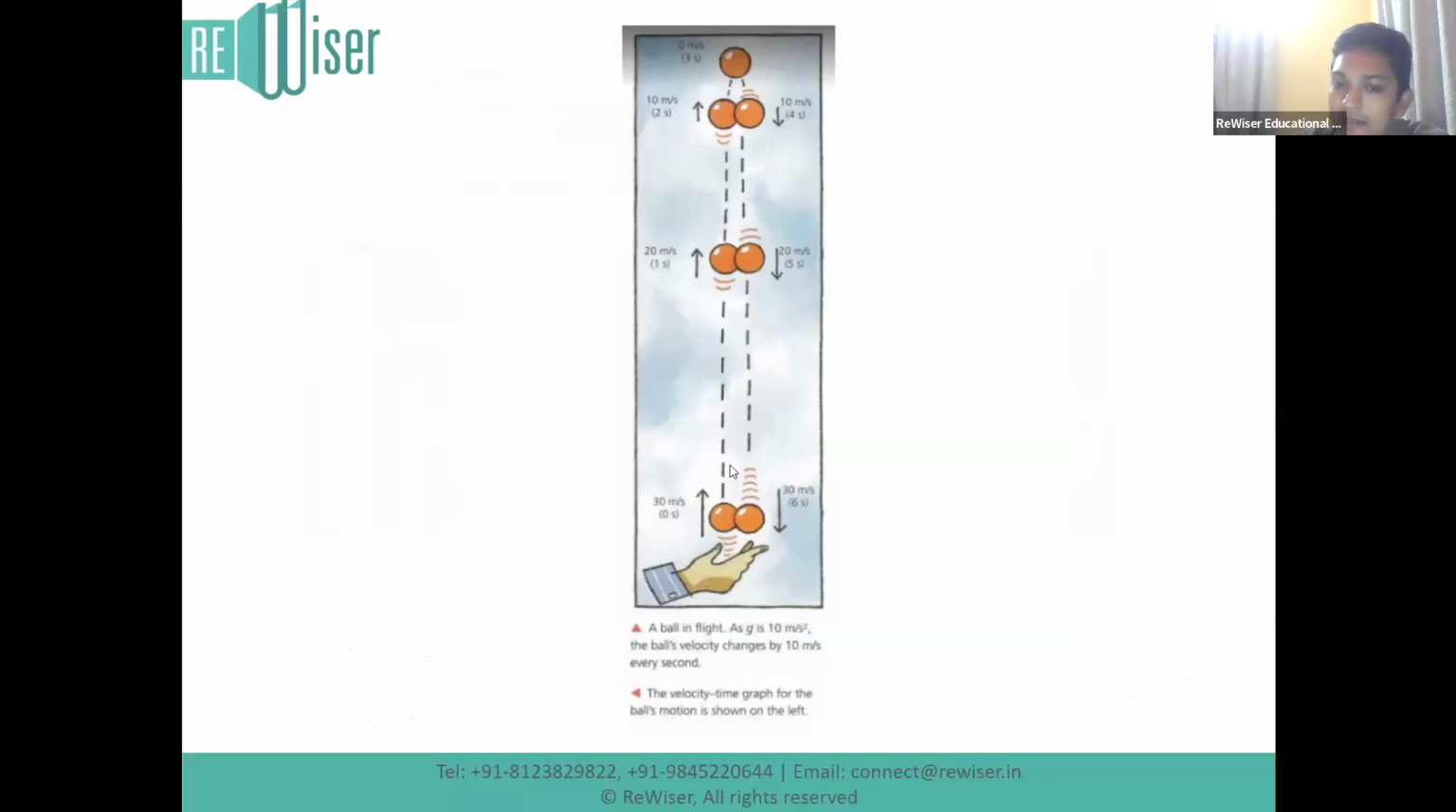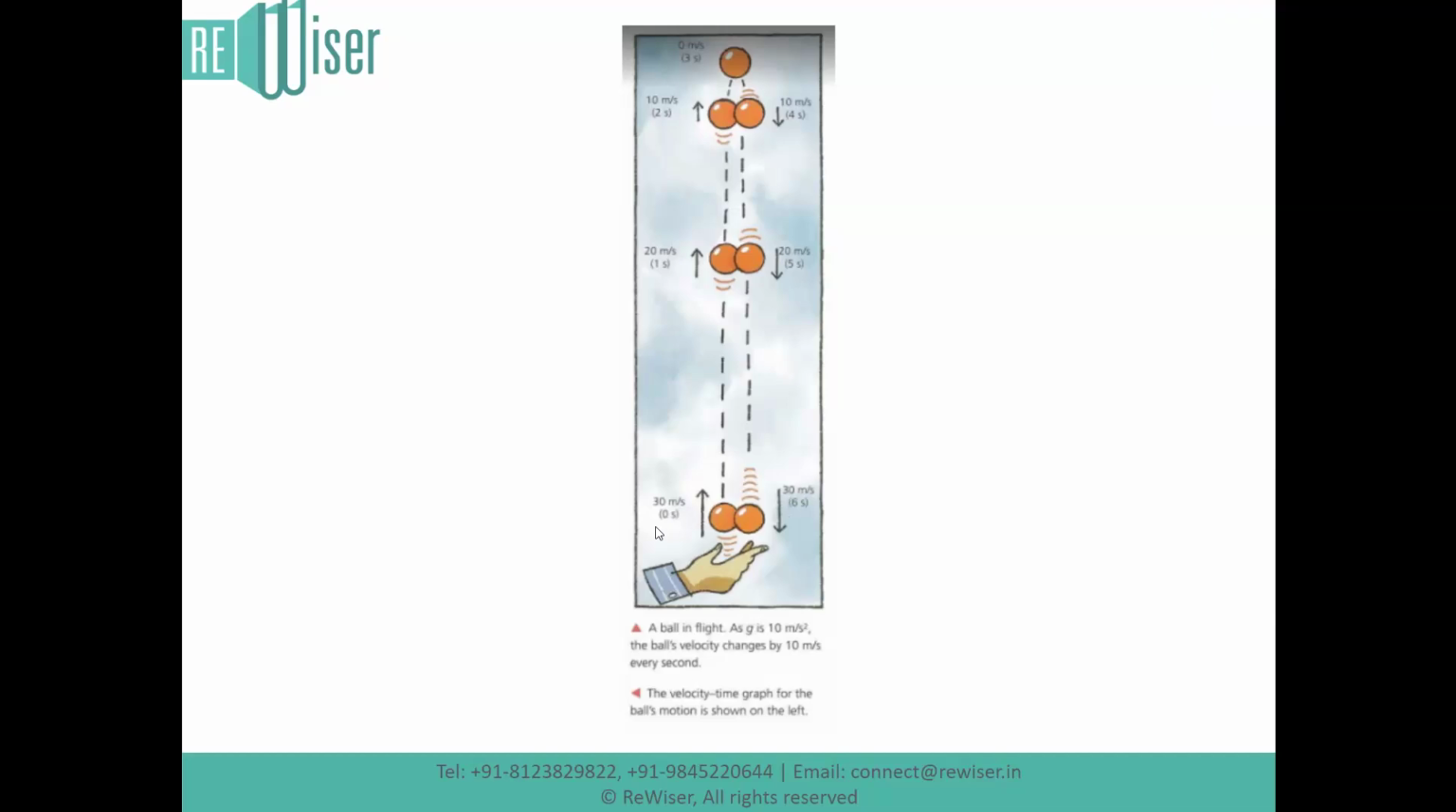Remember, ideally speaking, there is no loss of energy, assuming there is no air resistance. So whenever a body goes up and comes down, it retains the same values. If it is thrown up at 30 meter per second, it will ideally fall back at the same speed, at the same height, which is 30 meter per second. This assumption is made based on the fact that there is no energy loss.